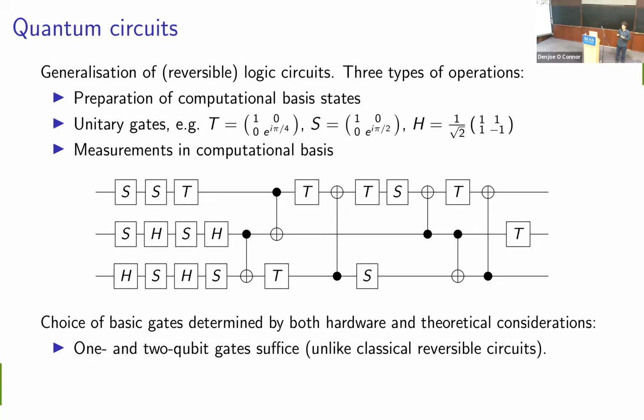But in the quantum world, just the 2 qubit and the 1 qubit gates are enough. So what did you say the full dots and the empty circles were? Pardon, what are the full circles and the empty circles? Right, thanks. I didn't actually say that.